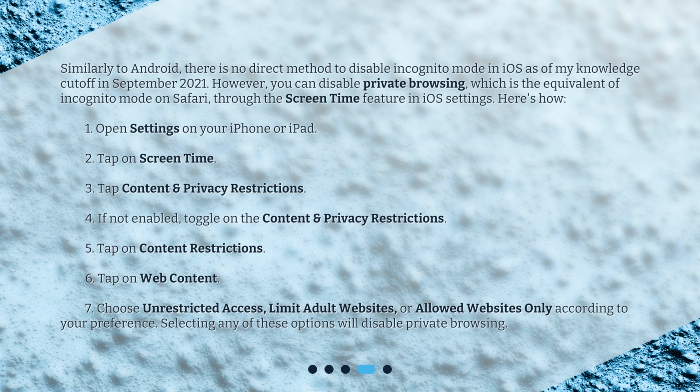Here's how. 1. Open Settings on your iPhone or iPad. 2. Tap on Screen Time. 3. Tap Content and Privacy Restrictions. 4. If not enabled, toggle on the Content and Privacy Restrictions. 5. Tap on Content Restrictions. 6. Tap on Web Content. 7. Choose Unrestricted Access, limit adult websites, or allowed websites only according to your preference. Selecting any of these options will disable private browsing.